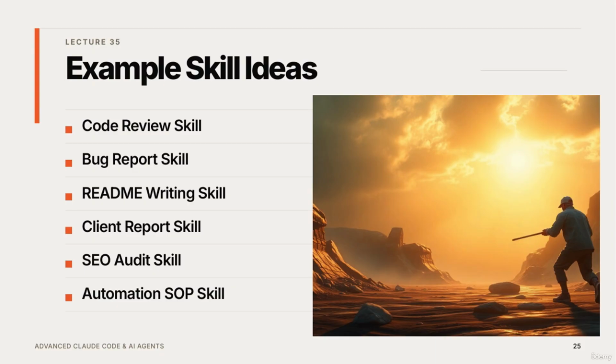The SEO audit skill is all about optimizing content to improve search engine rankings, which can be vital for visibility. Lastly, the automation SOP skill is designed to create standardized procedures for automating repetitive tasks, enhancing efficiency. Mastering these skills will significantly boost your capability to manage complex AI projects and ensure smooth collaboration and delivery.